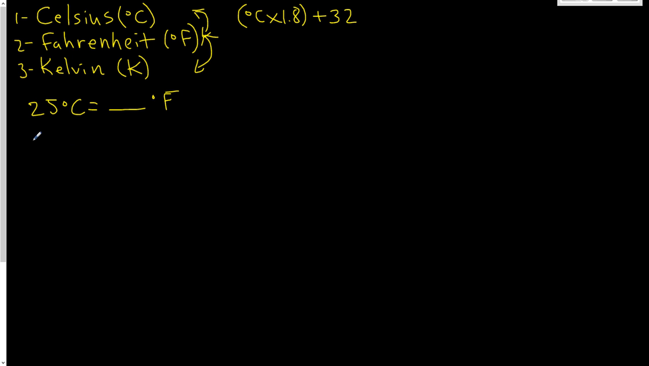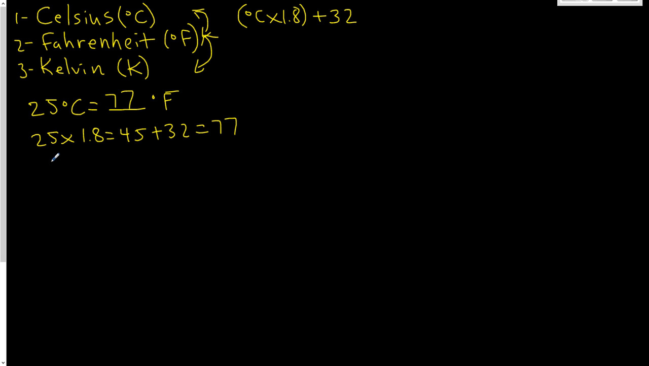So let's do this to this guy. We take 25. We'll do this the long way. The first couple we'll do the long way, and then after that we'll just simply slip it in there. So 25 times 1.8, and that's going to give us 45. Then we add 32 to 45, and that gives us 77. So 25 degrees Celsius is 77 degrees Fahrenheit.